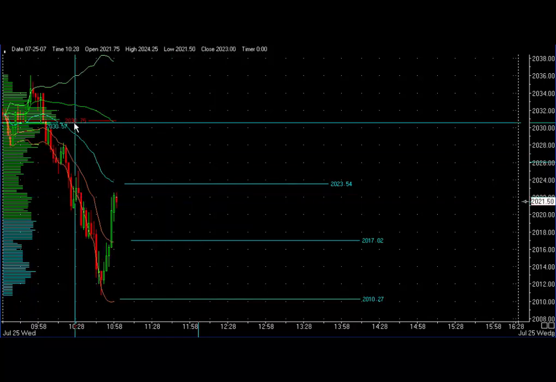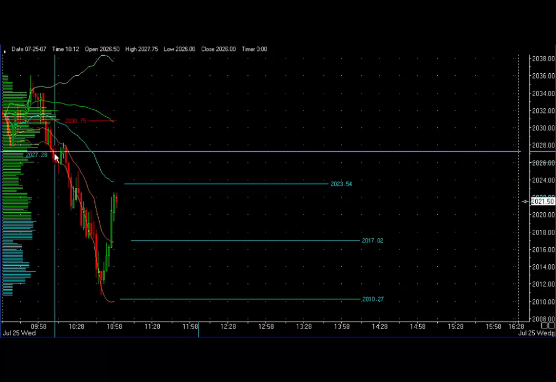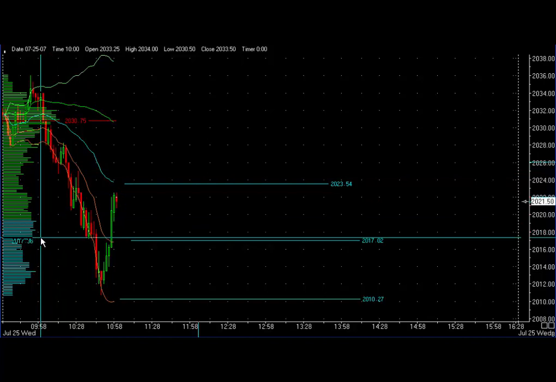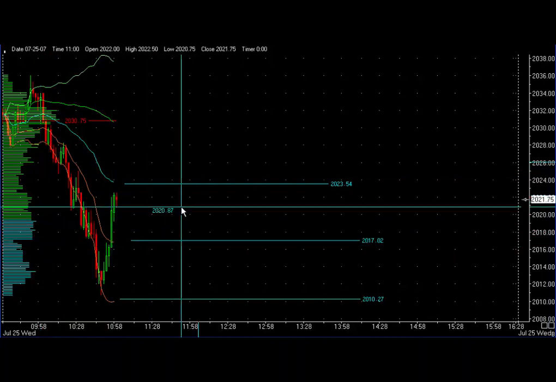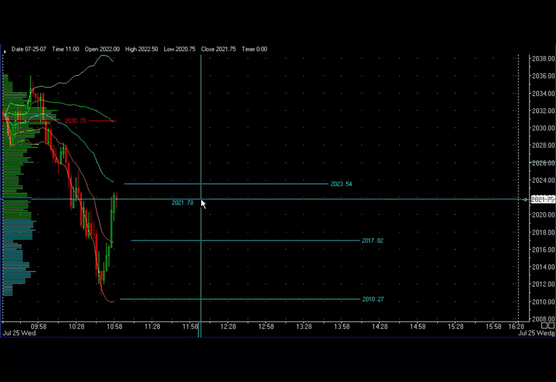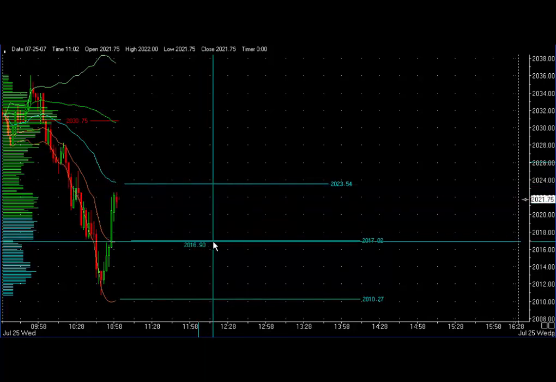Nothing else is happening. Peak volume price being up here at 2030.75, it doesn't look like anything else is developing of any consequence below that. So it looks like the market will stay skewed to the downside, and at some point this trade should work out for him, even though he is apparently in a losing trade.